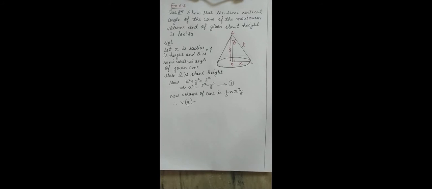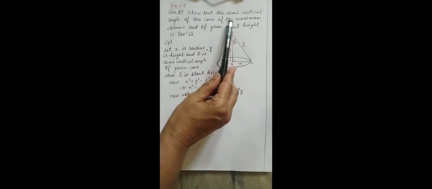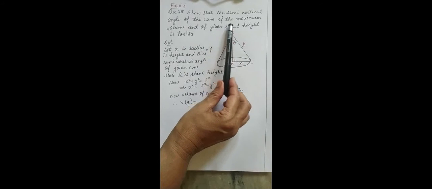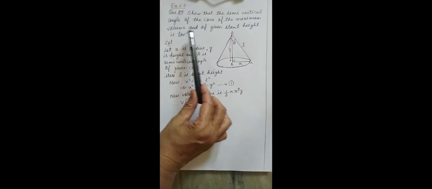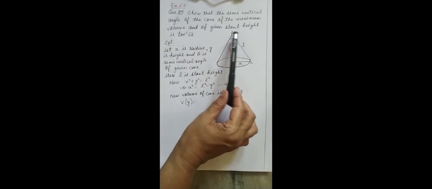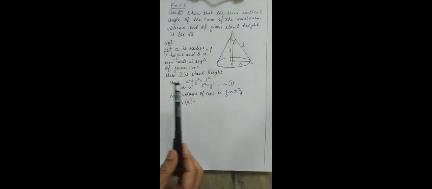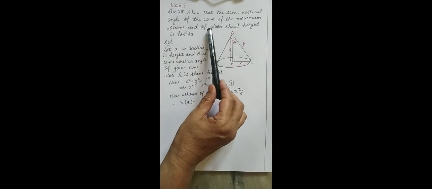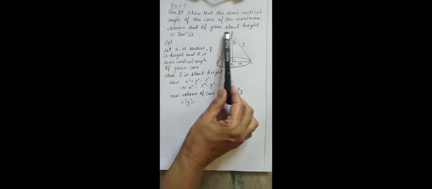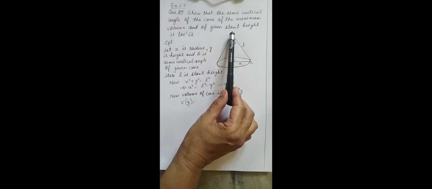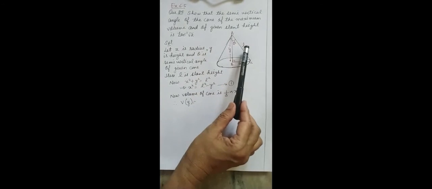So now there is another question, and this is question number 25, exercise 6.5. Now we have to show that the semi-vertical angle of the cone of the maximum volume and of given slant height is tangent inverse root 2. Now in this question, children, the slant height is given to be constant. Now as we know, usually we denote the slant height by L. So now here L is a constant quantity.